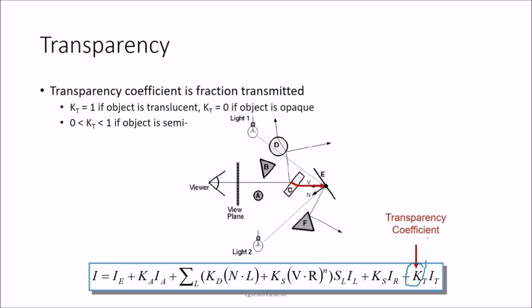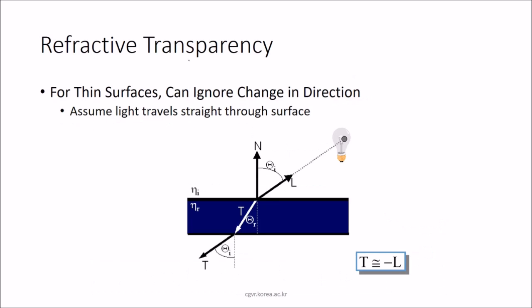Then the transparency coefficient. The transparency coefficient is the fraction transmitted. So kt equals 1 if the object is fully transparent, and transparency will only be there if the object is translucent. Otherwise, if it is opaque, we take kt equal to 0. So kt always lies between 0 and 1 if the object is semi-transparent. This is the semi-transparency we are talking about, and we add the kt term also. And about the refractive transparency, this is the refraction.